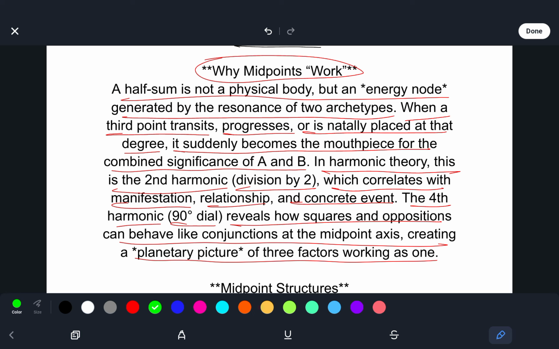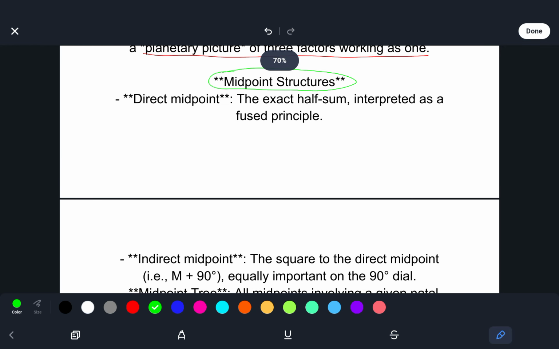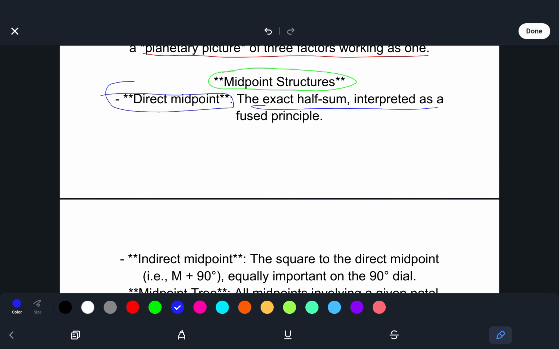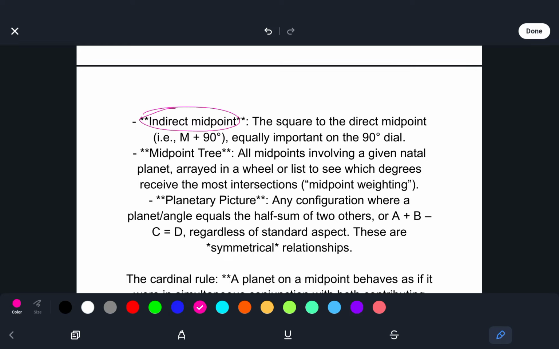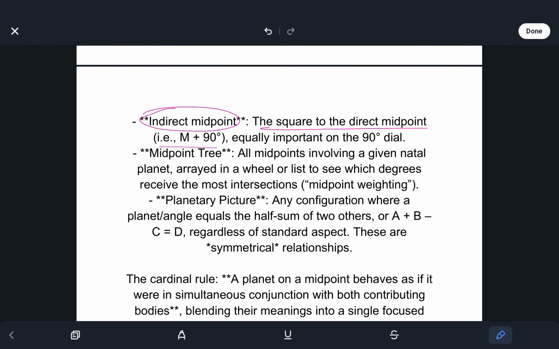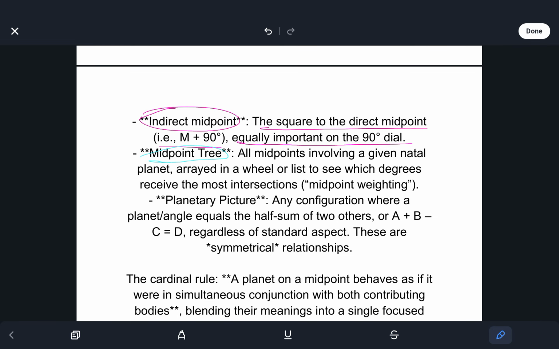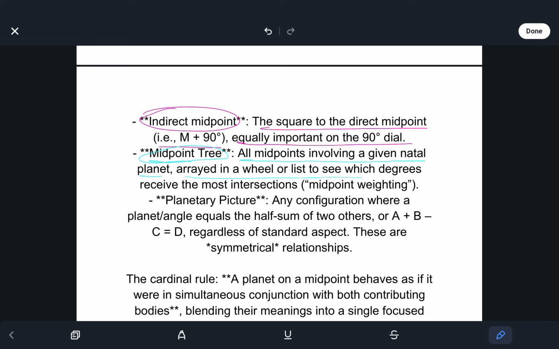Let's talk about midpoint structures. First we have our direct midpoint, the exact half-sum interpreted as a fused principle. We also have our indirect midpoint, which is the square to the direct midpoint, i.e. M plus 90 degrees, equally important on the 90 degrees dial. Your midpoint tree is all midpoints involving a given natal planet, arrayed in a wheel or a list to see which degrees receive the most intersections.